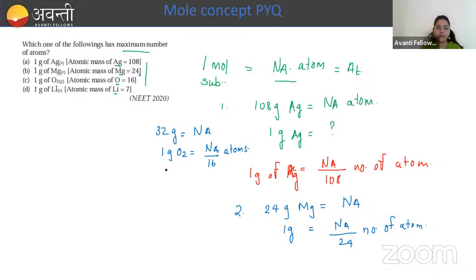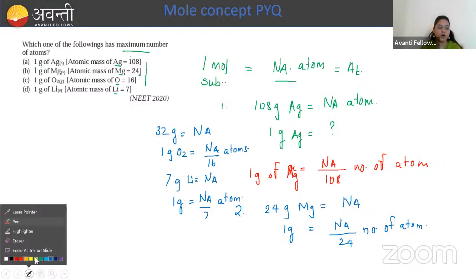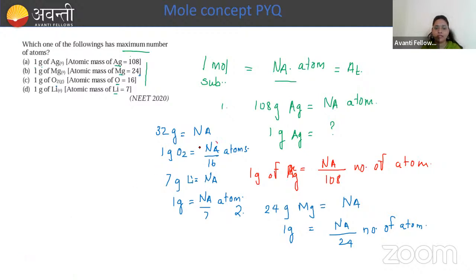For lithium, what will be the case? For lithium, 7 grams of lithium will contain Avogadro's number of atoms. So 1 gram will contain Na upon 7 atoms. Whatever the calculation comes, that will be the answer. You can observe here that Na is divided by certain numbers: 16, here 7, here 108, and here 24.